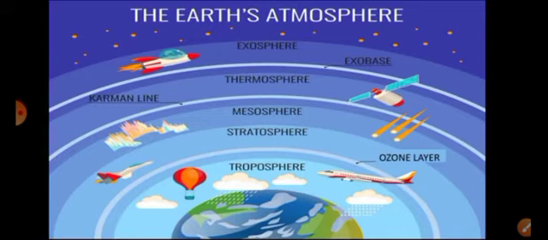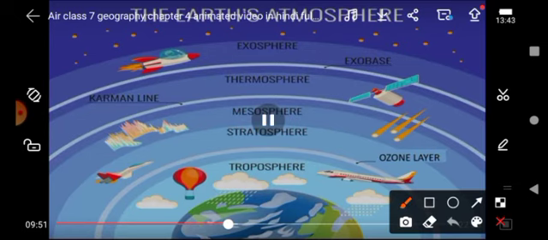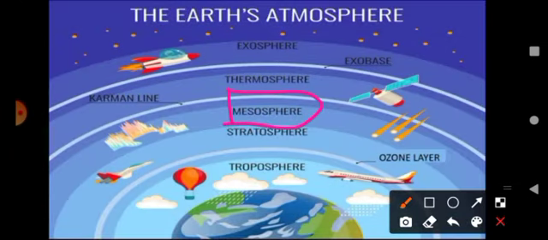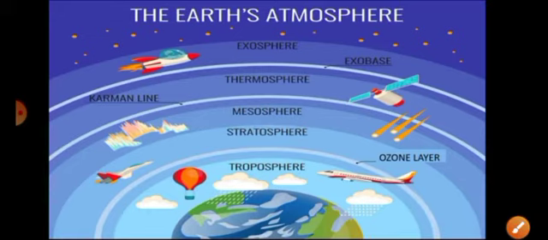Next is mesosphere. This is the third layer of the atmosphere. It lies above the stratosphere. It extends up to a height of 80 km. Meteorites burn up in this layer on entering from the space.